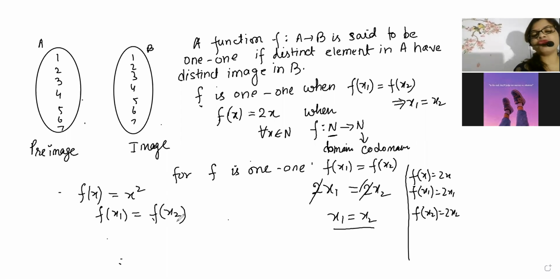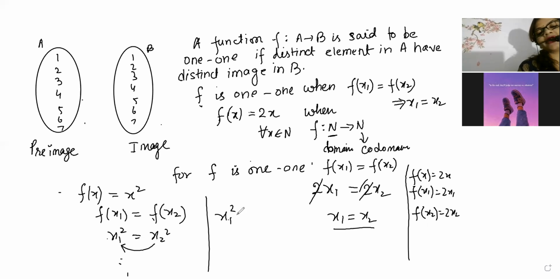So the function is f of x equals x square. Then what will be f of x1 equals f of x2? It will become x1 square, and here it will become x2 square. Shift this one this side. So it is coming as x1 square minus x2 square is equal to 0.